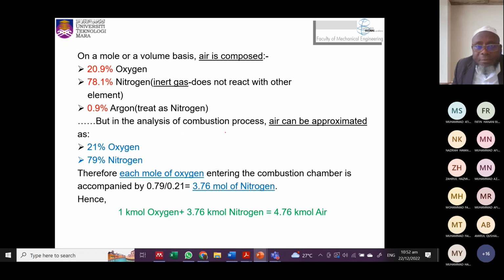So we have, let's say, atmospheric air consists of oxygen and nitrogen. The percentage of oxygen is 21%, and the percentage of nitrogen is 79%. Now, if we want to express this, I divide this by 21. I divide this by 21. This is going to cancel, so this gives me one.